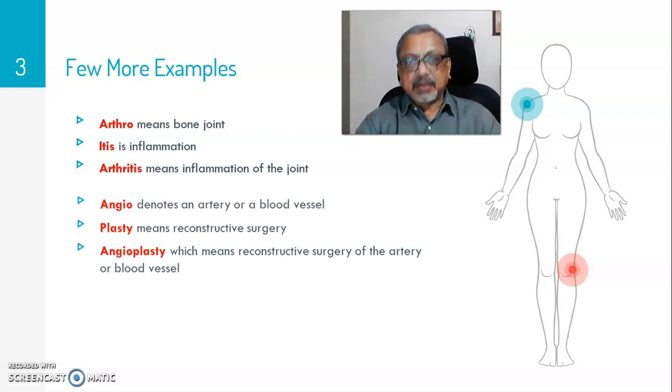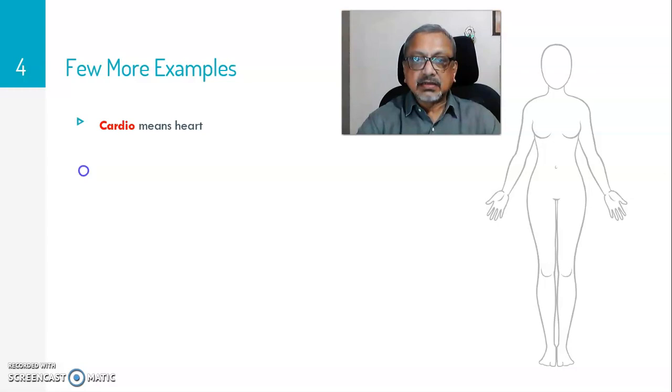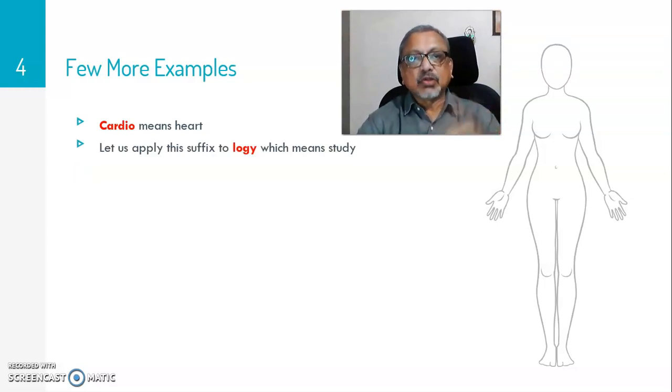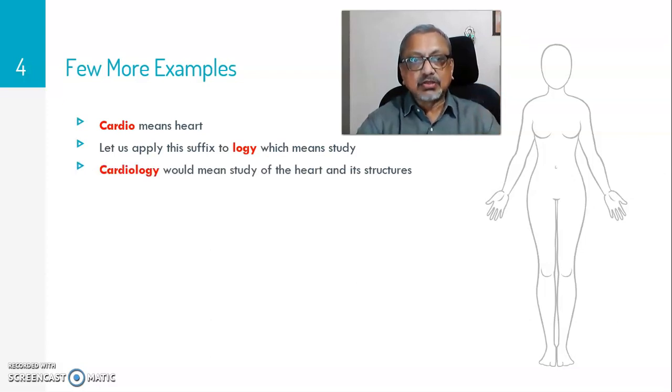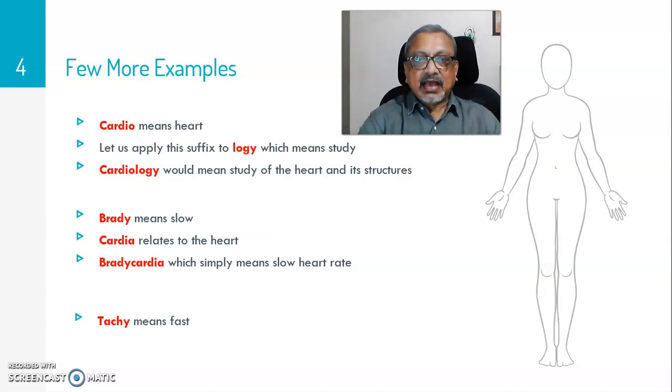Angio denotes an artery or a blood vessel, and plasty means reconstructive surgery. So angioplasty means the reconstructive surgery of the blood vessels. Similarly, cardio means heart. Let us now apply the suffix logy, which means study, and so a new word is formed, cardiology, that means the study of the heart and its structure. Brady means slow, cardia relates to the heart, so bradycardia simply means a slow heart rate. Similarly, if we add tachy and cardia, it is tachycardia, that means a fast heart rate, faster as compared to the normal.